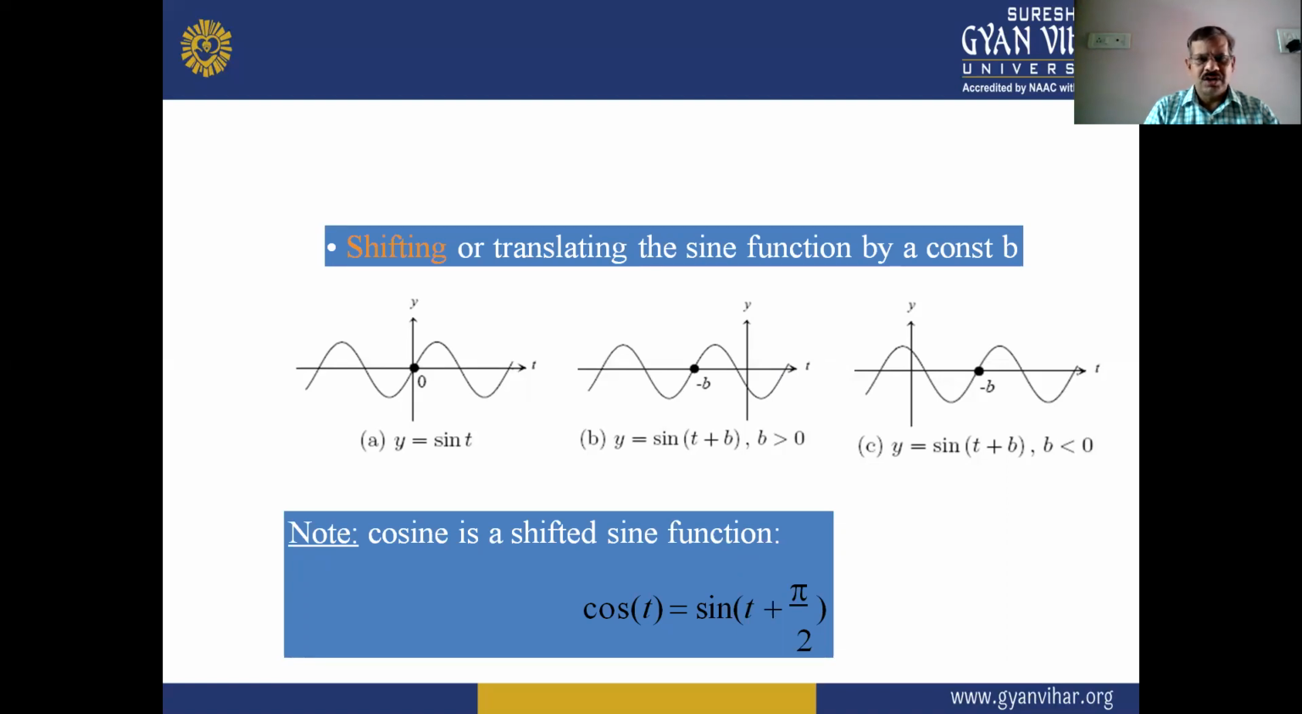So note here cosine is a shifted sine function, and we can shift a cos function into a sine function. So cos t equal to sine t plus pi by 2. This is the cosine shifted to a sine function by this formula, by a phase shift of pi by 2. Here the phase shifting is pi by 2.